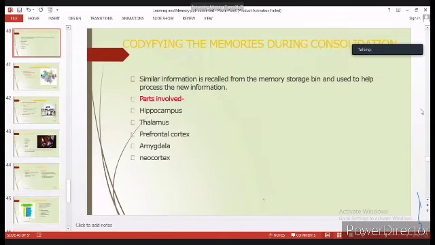This one. So apart from that flowchart, spend time also to remember these parts that are involved in codifying the long-term memory. Do you have any questions?